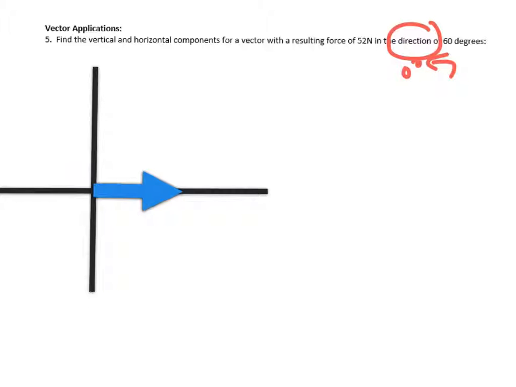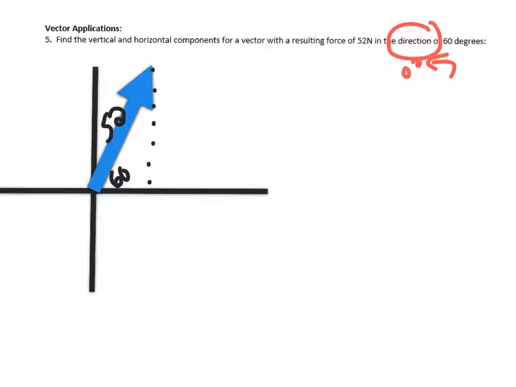So we're going to move this to about 60 degrees. That means I want to make this vector length 52, and I want the vertical and horizontal components for it. This angle in here is 60 degrees, so I want the x and the y component form for that.